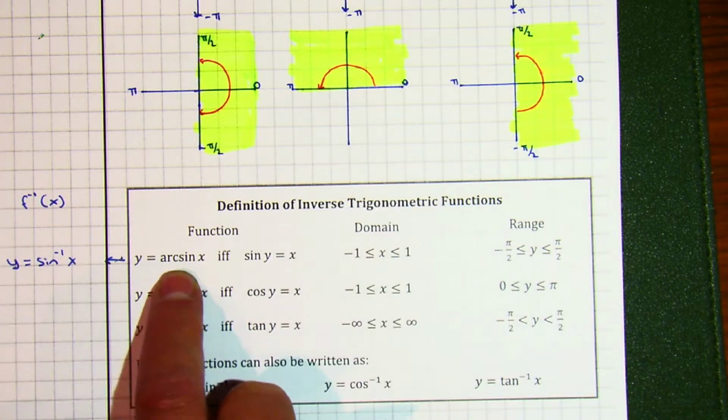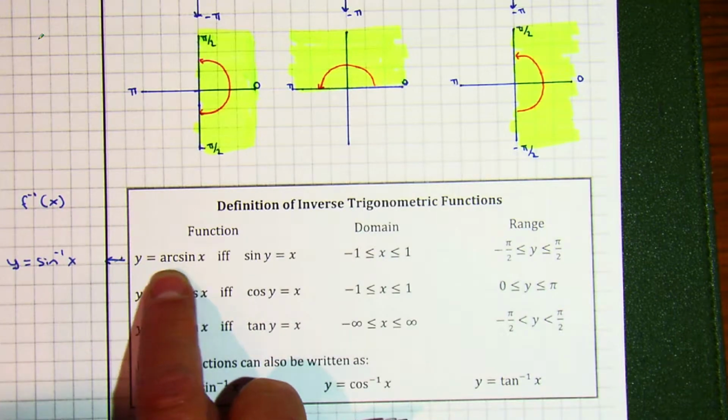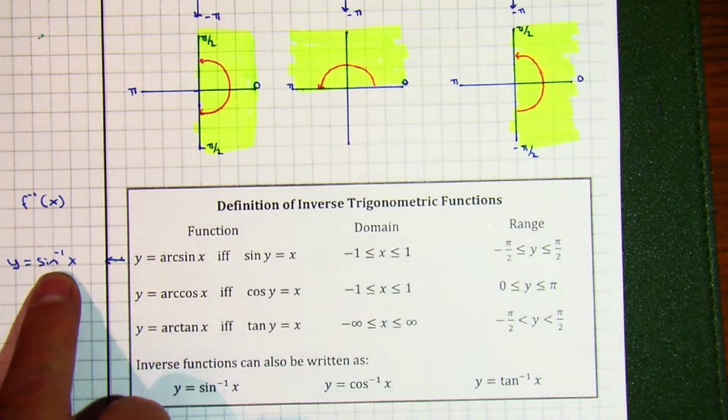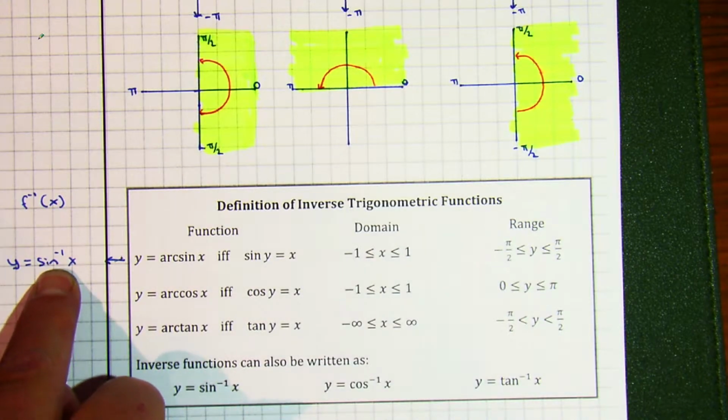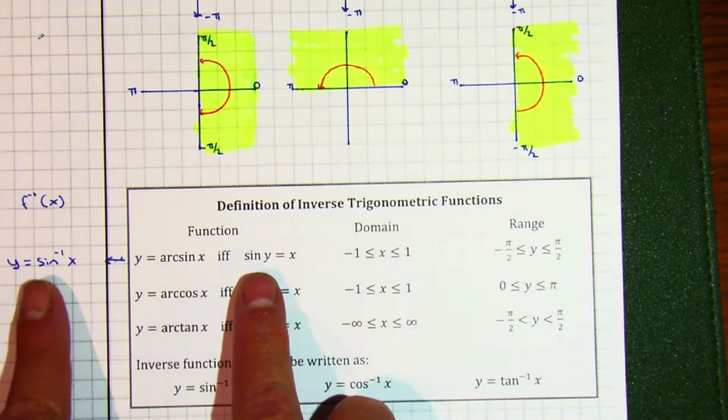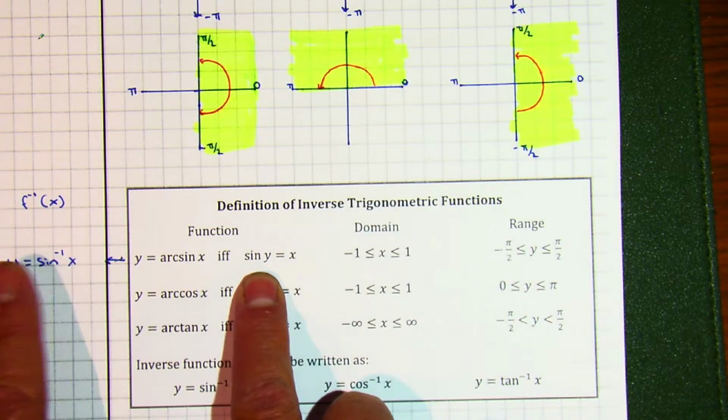And if you're going to graph it on decimals, you want to use arc sine, whereas if you're going to graph it on your calculator, we're going to be using the -1 notation. So those two expressions are the same. If I take the sine on both sides, I end up with this notation.